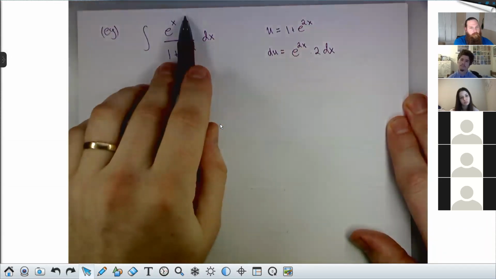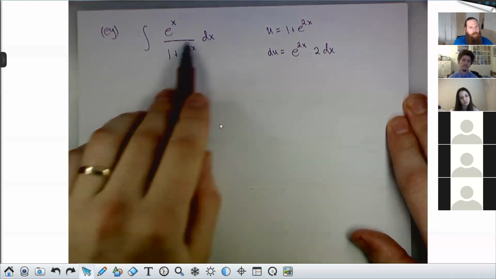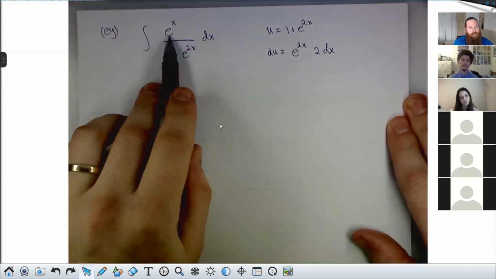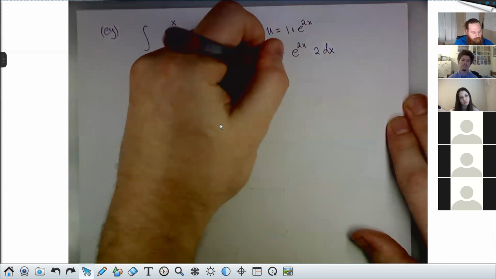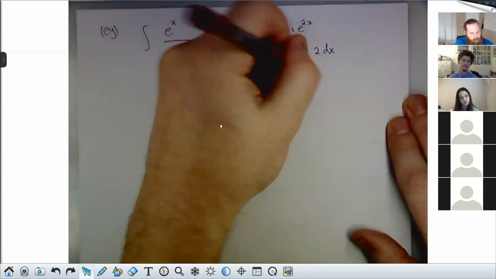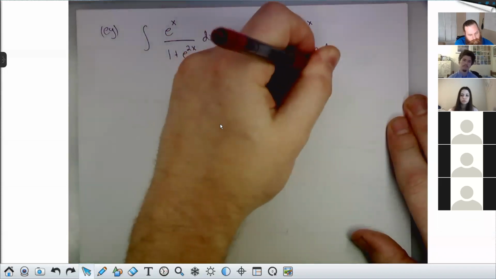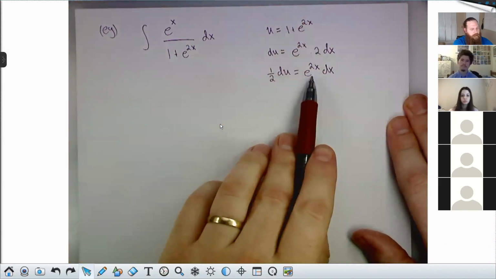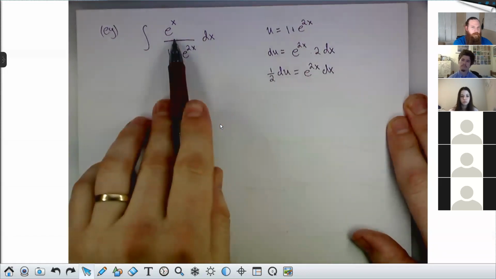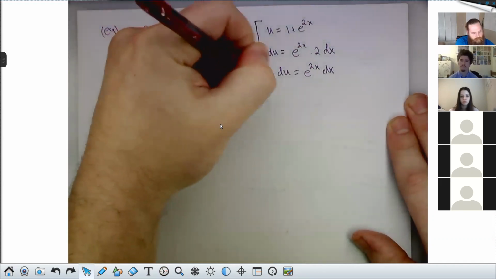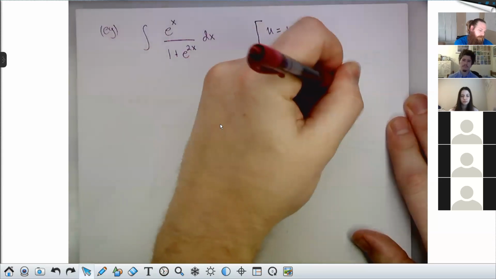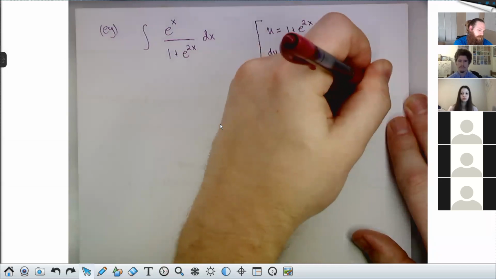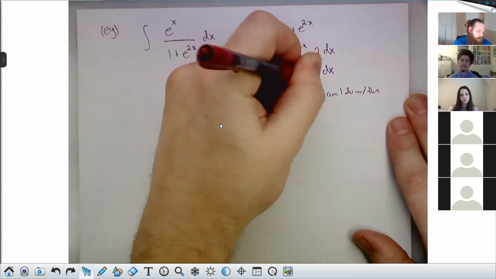So the bottom is going to be u. The only other piece I have floating around is this e to the x. Now this 2 right here, I can fudge in by dividing both sides by 2. I could say 1/2 du is e to the 2x dx. But I still have an e to the 2x there, where I have an e to the x here. So the question becomes, what do I do with this?